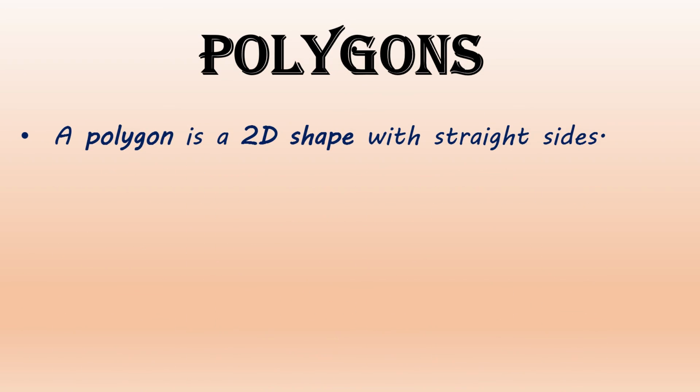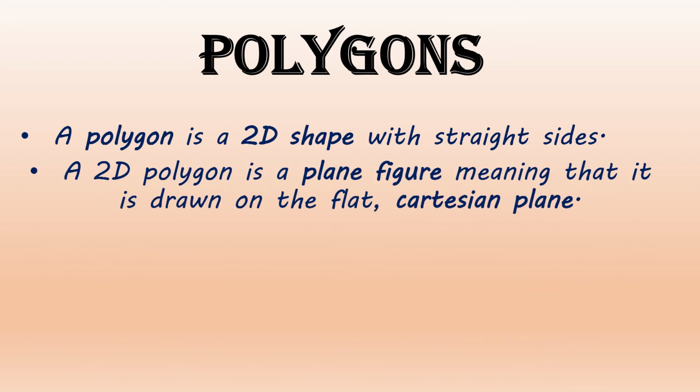Now, what are polygons? Polygons are nothing but 2D shapes, which means they will only have length and width. They do not have any depth or height. A polygon is a 2D shape with straight lines, and since it's a 2D shape, you can draw it on a flat surface, that is, a Cartesian plane.